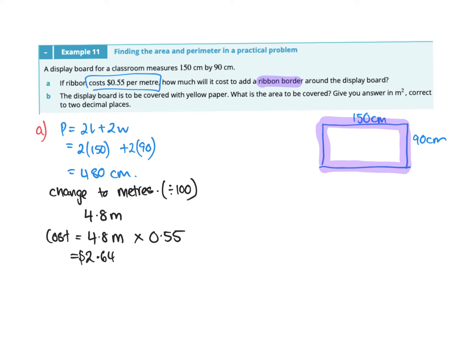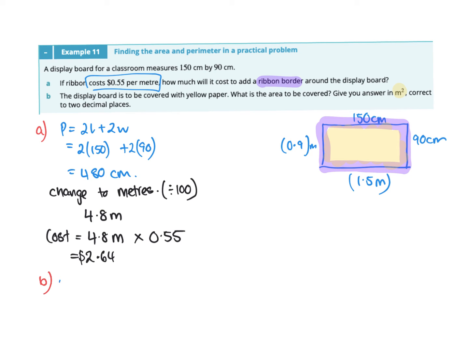Okay, and then the display board is to be covered with yellow paper. So you're going to colour this thing in yellow paper. So you're pretty much finding the area. What is the area to be covered? Give your answers in meters squared. So because we have to go meters squared, it's probably going to be better for us to change our original measurements to meters. So we'll change this. 150 centimeters is 1.5 meters, and 90 centimeters is 0.9 meters.